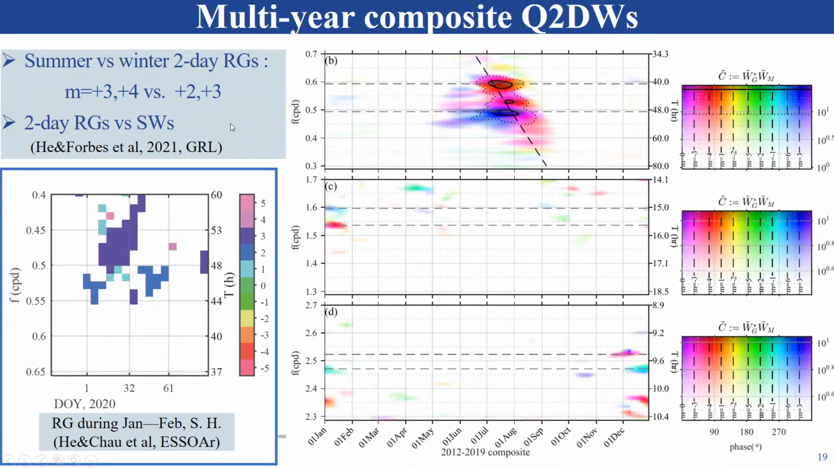We also looked at the seasonal variation of these quasi-2-day Rossby gravity waves and their secondary waves through composite cross-wavelet analysis. The main takeaways here are that the dominant zonal wave number is different between summer and winter, and the seasonal variation of the quasi-2-day wave is different from the seasonal variation of their secondary waves. So these waves are maximized during summer and the secondary waves are maximized during winter.